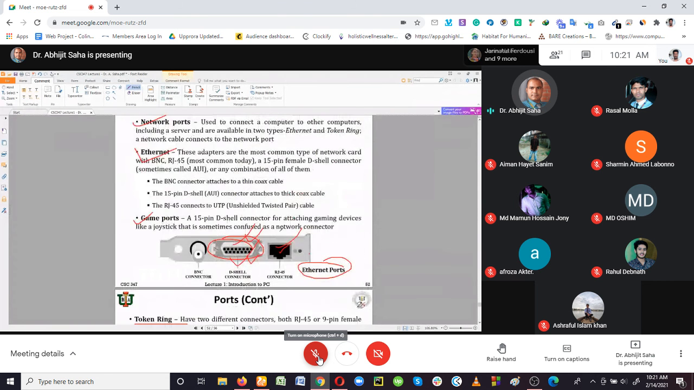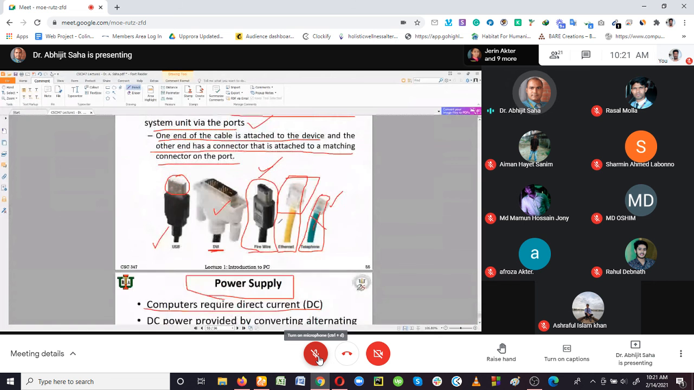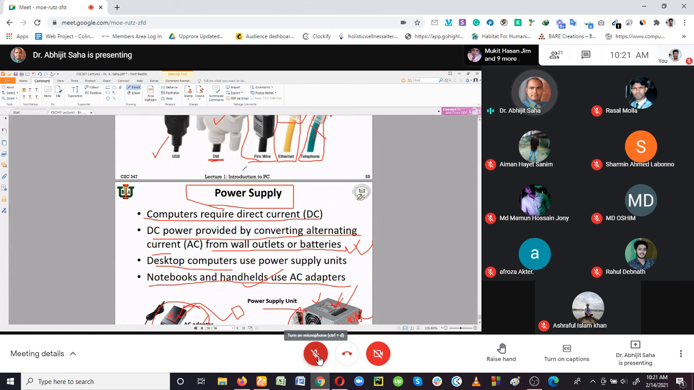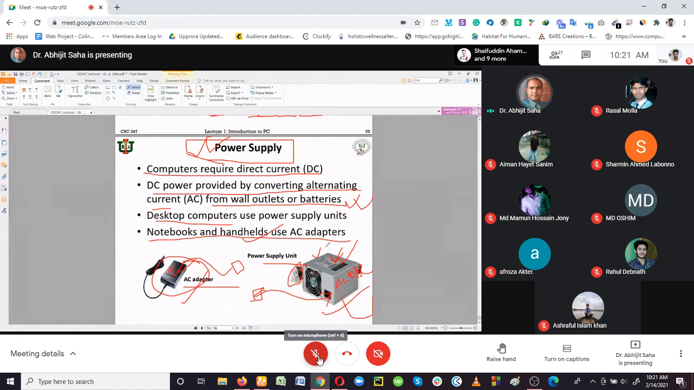And you should know how to define cables, so you should know the different cable names and their purposes, which cable is used for which purpose. The last one is to define the power supply. You should explain why you need the power supply, what type of power supply is used in the case of a desktop, and which type of power supply we use in the case of notebooks or handheld devices.